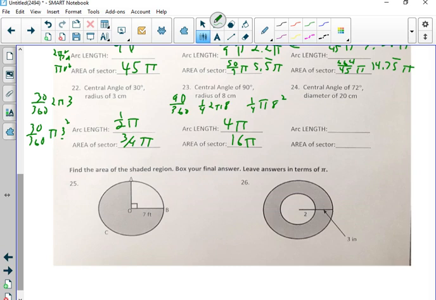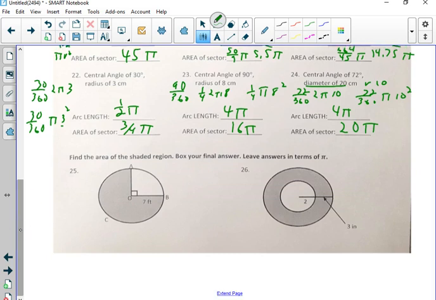And last but not least, don't forget this is the diameter, so we want a radius of 10. And then again, it's going to be 72 over 360 times 2 pi 10. And 72 over 360 times pi 10 squared. Well, if you do 2 times 10 is 20 times 72 and divide by 360, you actually end up with a whole number again, 4 pi. And 10 squared is 100 times 72 over 360 ends up being 20 pi.